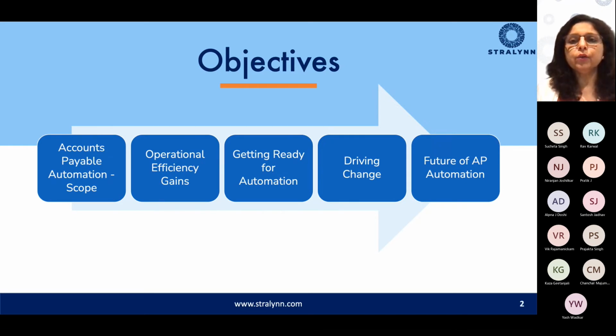And how do you make sure this automation journey is successful? How do you drive that change within your organization? 70% of failed transformation programs fail. Why? Because the organization itself is not ready. The IT implementation is successful, but organizations fail to still make their program successful. So we'll look at all these aspects.